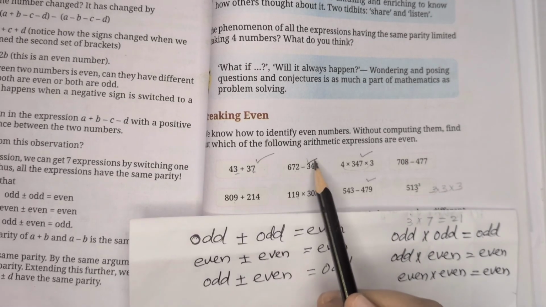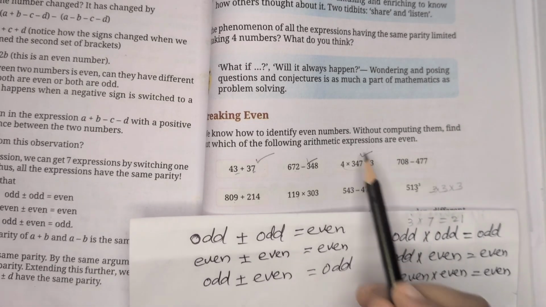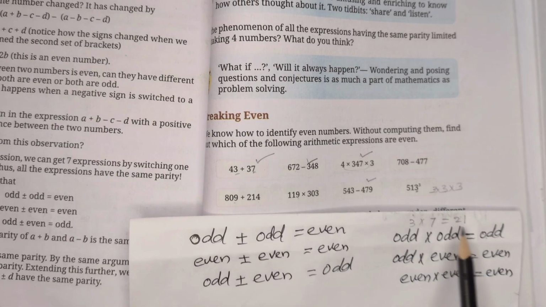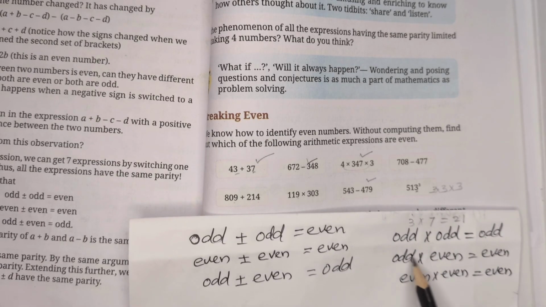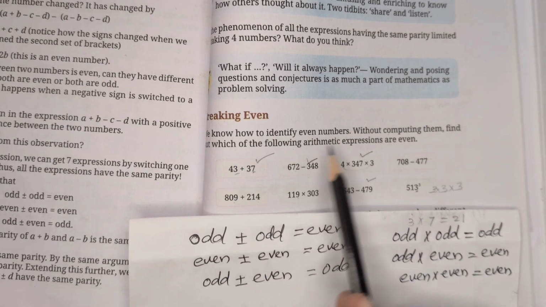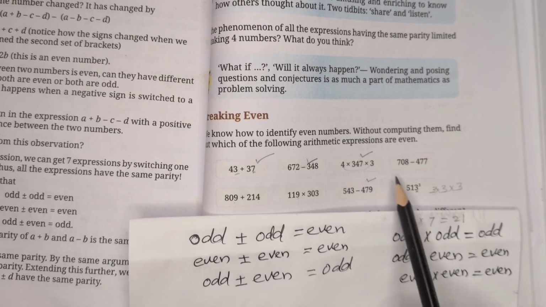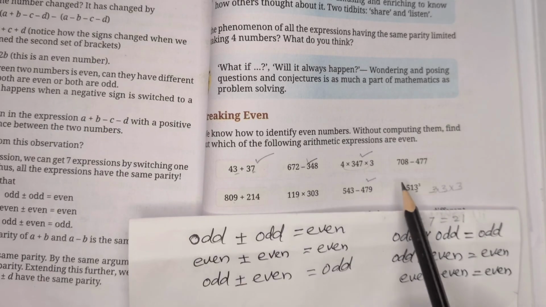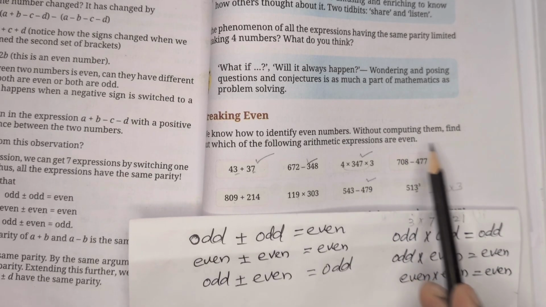So we put a tick mark on the even numbers. This is the rule that you have to remember, or through examples, small numbers, we can check the rule, and then without doing any calculation work, we can find out which expressions are even.